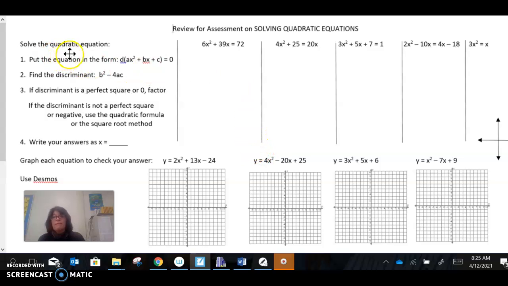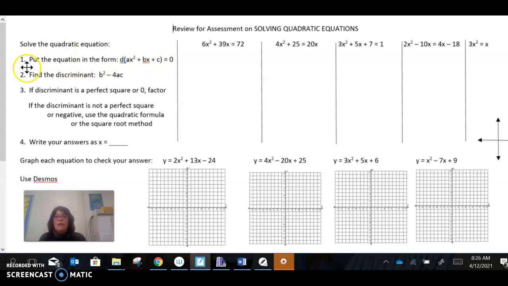So the whole thing of this whole unit is solving quadratic equations, finding the value that makes the equation true. We learned lots of different ways: factoring, quadratic formula, which you will not have to have memorized. I have that on the exam for you, or square root method. Okay, so I just wanted to give you an idea of the steps and how to determine which method to use. Okay?